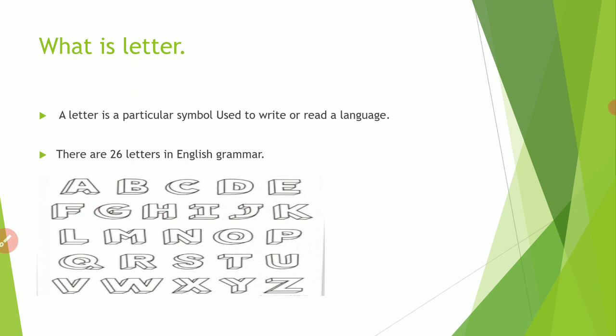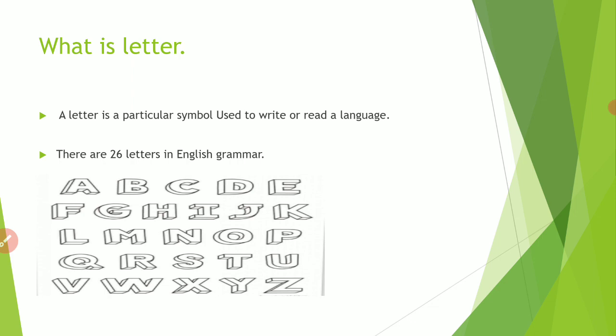A letter is a particular symbol used to write or read a language. As you can see, the definition is written in a very simple manner. Letters are particular symbols. For example, each letter produces a different sound, and also a different symbol. When I utter the word apple, A symbolizes a particular sound, P symbolizes a particular sound. In the same way, these are the symbols which we arrange in order to name the things around us.